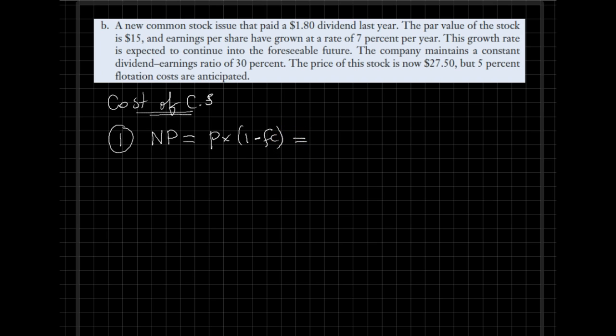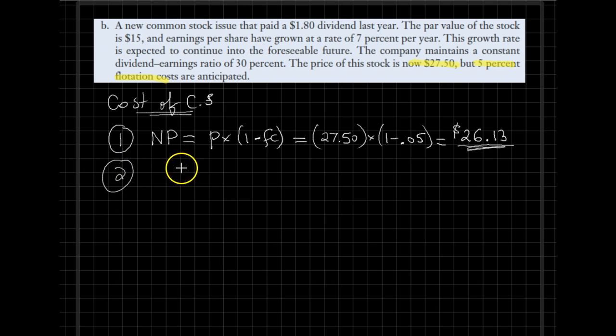So we are told the price is $27.50. However, 5% flotation costs are anticipated. So therefore, the price of $27.50 can be plugged in. Then we multiply it by 1 minus 0.05. So making the calculation, we realize it would come out as $26.13. So that's the net price.